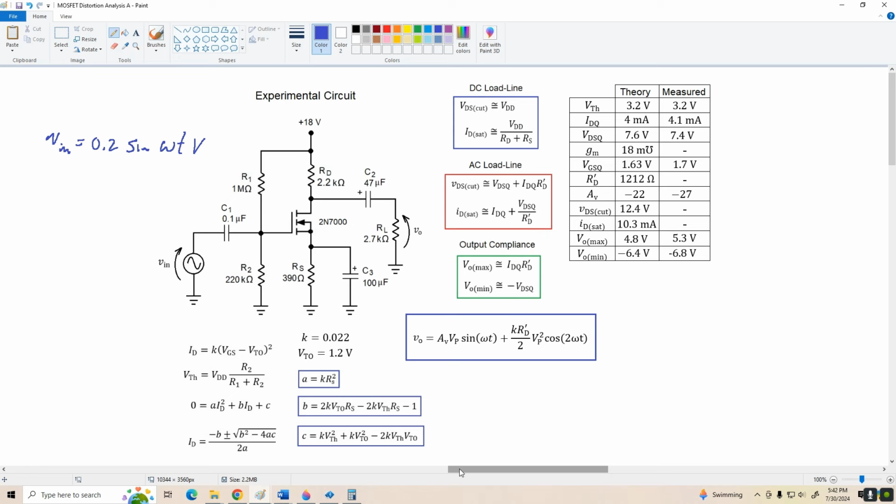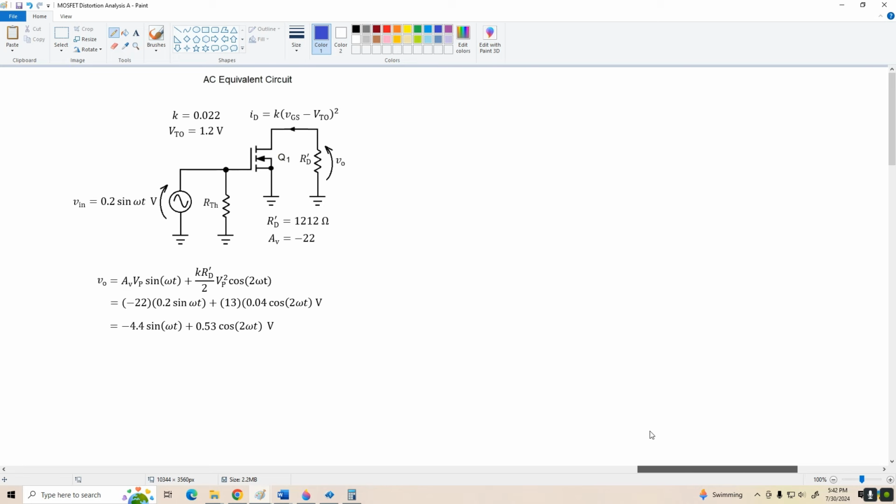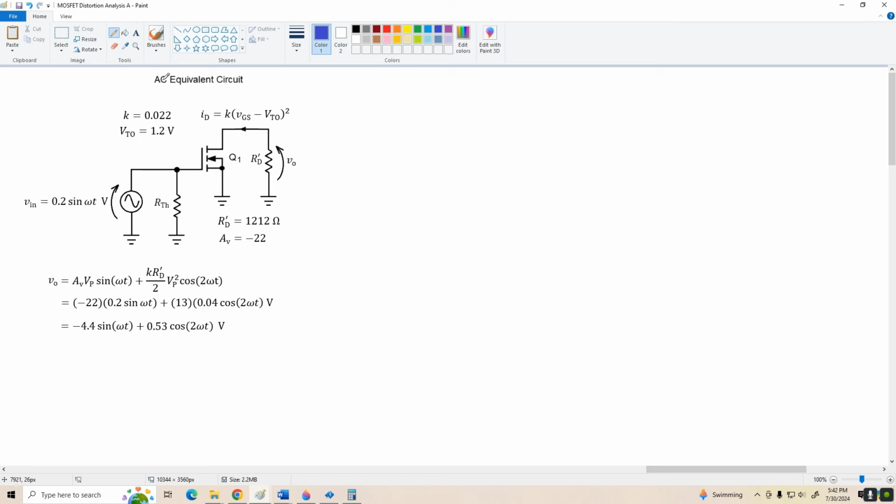So let's go on over to the next page. And what we have here is our small signal AC equivalent circuit with the input voltage shown. Here's our output voltage equation. And when we plug in all the parameters, what we should get out is Vout equals negative 4.4 sine omega t volts. That's our fundamental, plus 0.53 cosine 2 omega t volts. That's our second harmonic. All right, let's go down and take a look at the oscilloscope trace and see what it looks like.